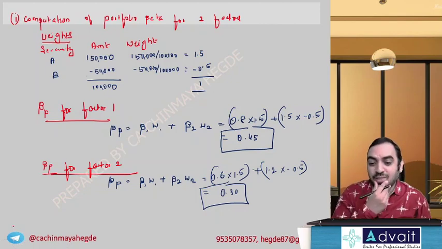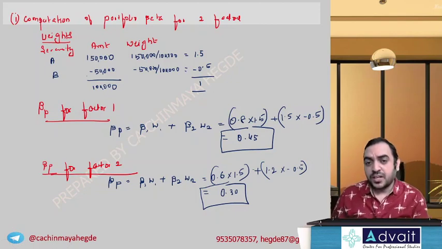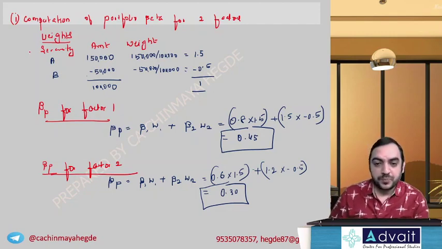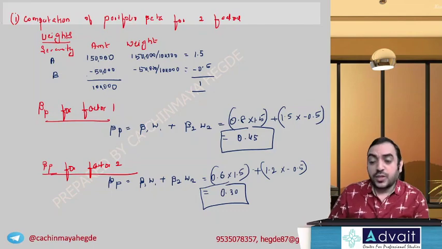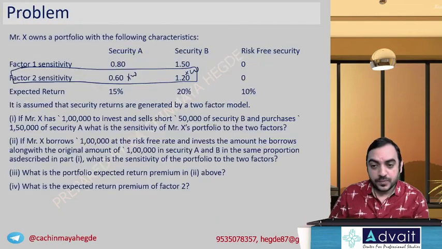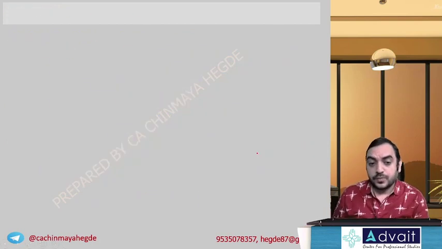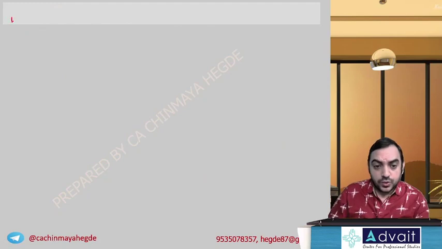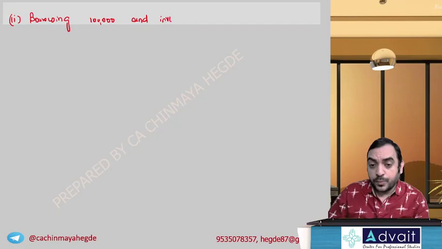Okay, hope you got these numbers right. I'll go to the second part of the problem. Okay, let's see what is required in the second part of the problem. If Mr. X borrows 1 lakh and invests the amount he borrows along with the original amount in the same proportion. So Mr. X borrowing 1 lakh and investing in the same proportion.